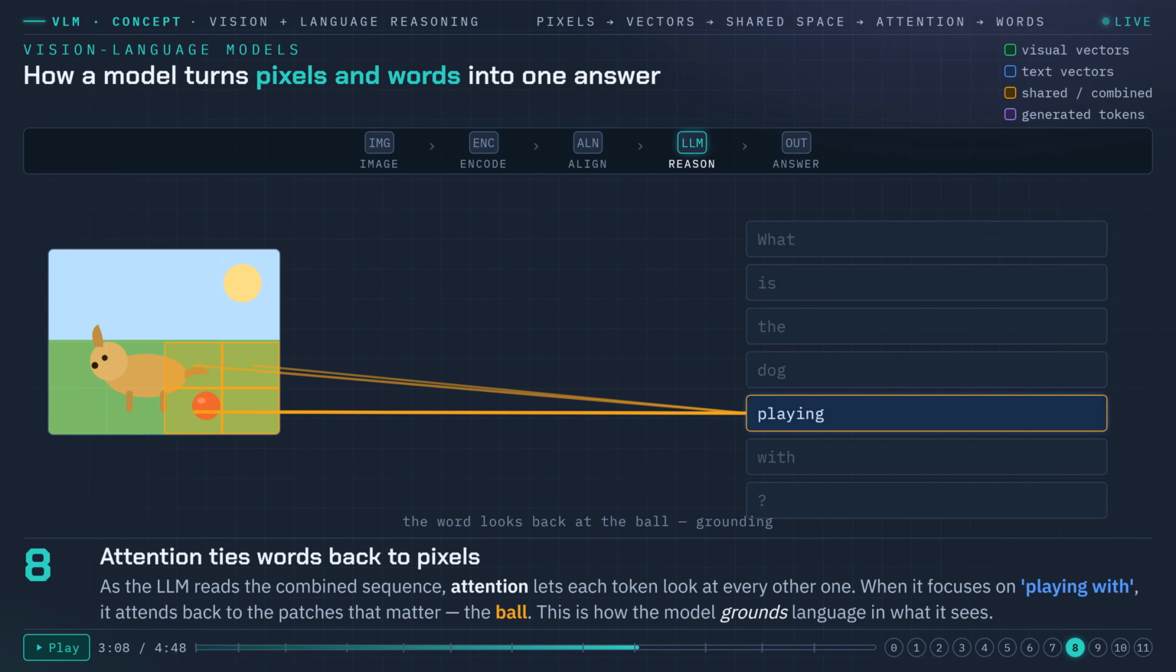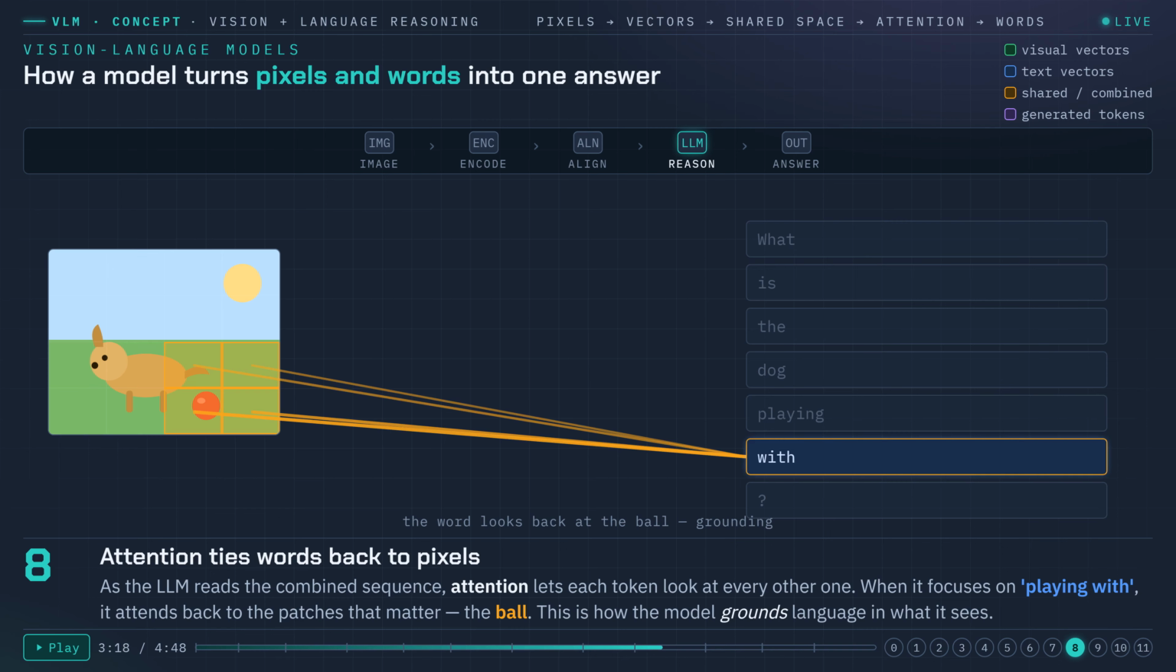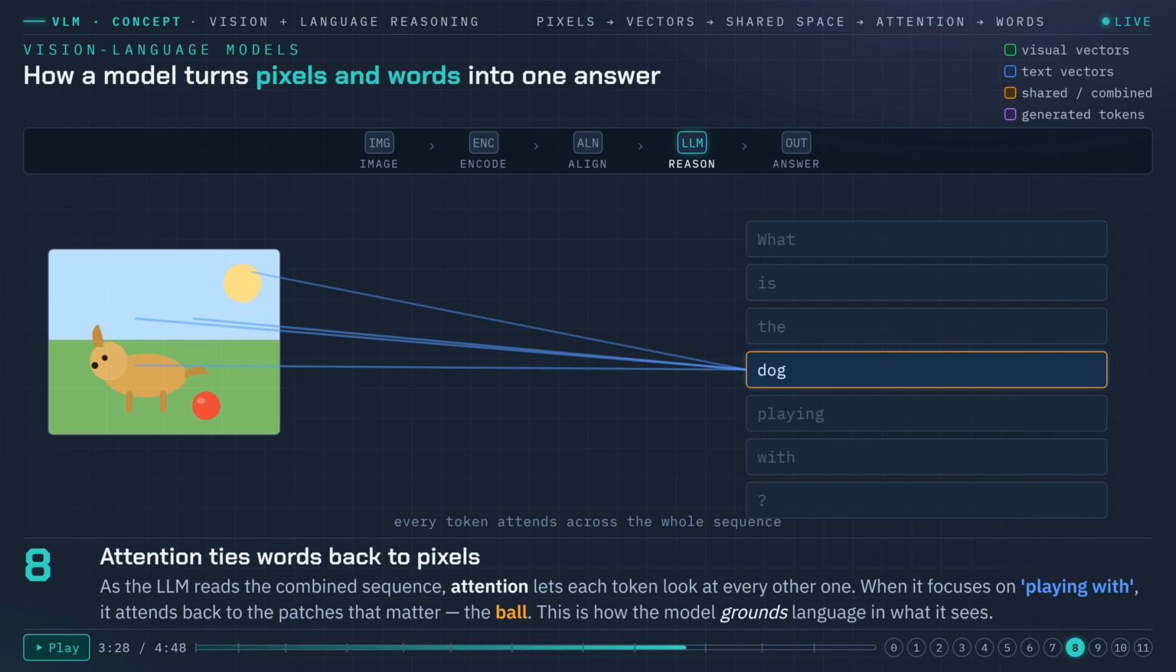As the model reads this combined sequence, attention lets every token look at every other one. When it focuses on the words "playing with," it reaches back to the patches that matter, the ball. That link from a word to the right region of the image is how the model grounds language in what it actually sees.